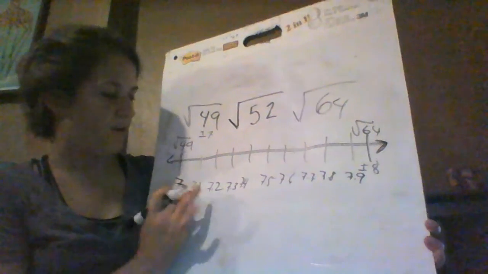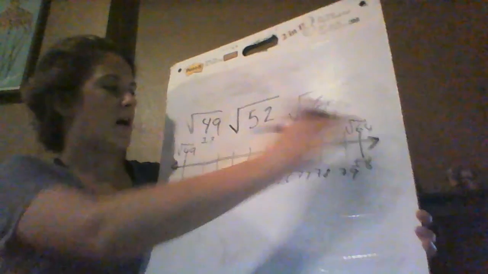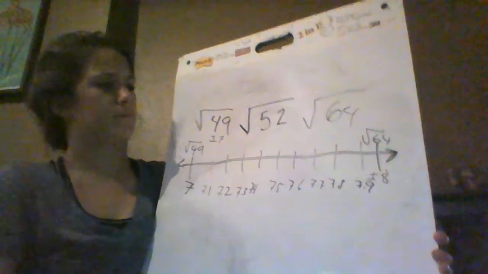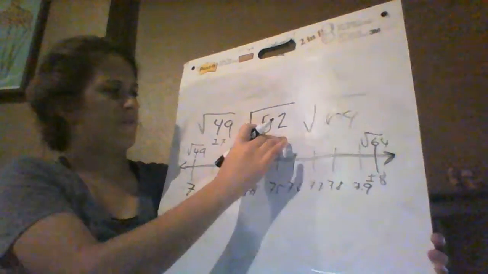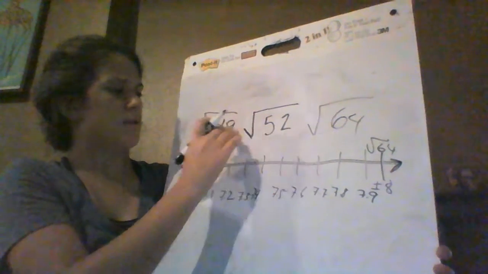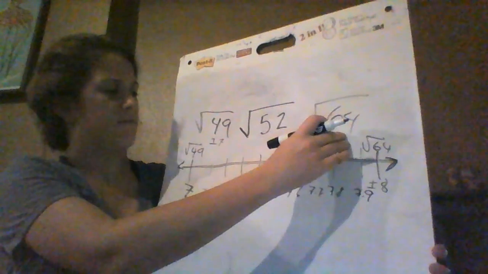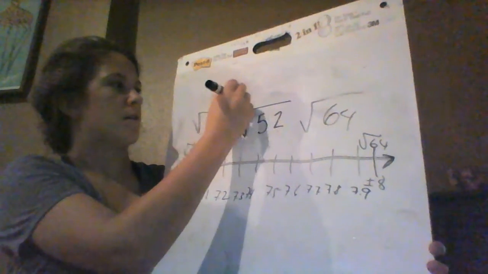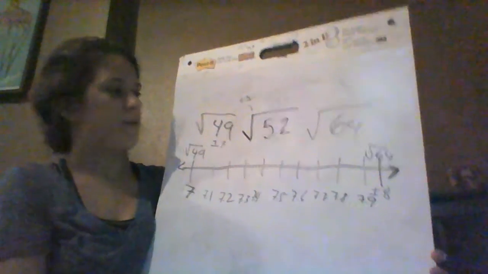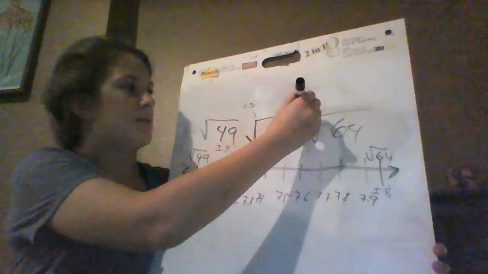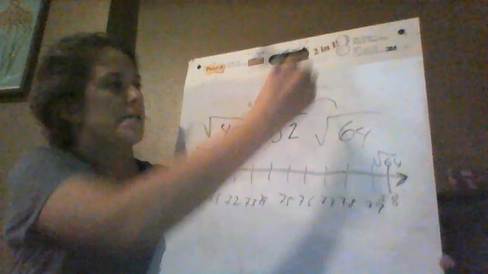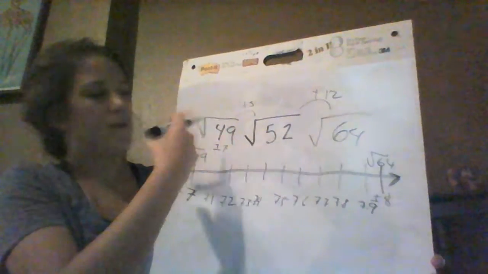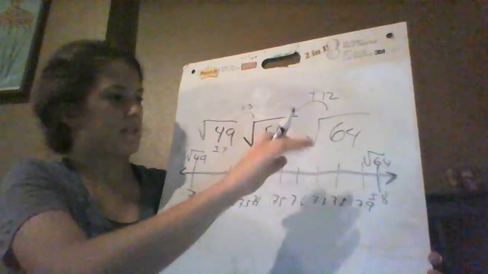Well, before I try to figure out which one of these it is, I want to look at the top. So I have the square root of 49 and I have the square root of 64. Is 52, first thing I want to ask, is it closer to 49 or is it closer to 64? Well, it's a lot closer to 49. It's only 3 spots away from 49. But 52 and 64 are 12 spots away. So it's a lot closer to 49 than it is to 64.